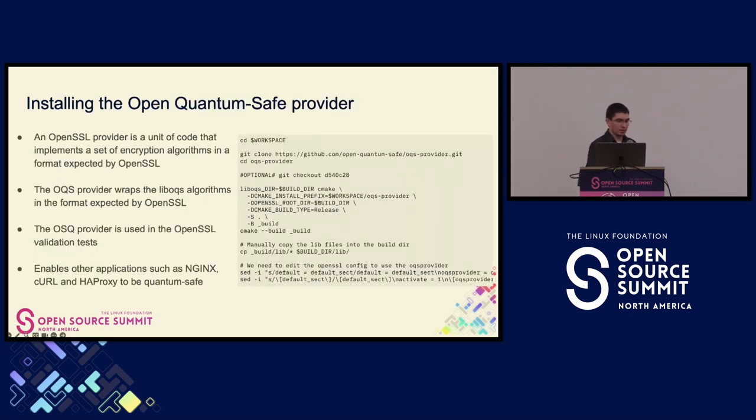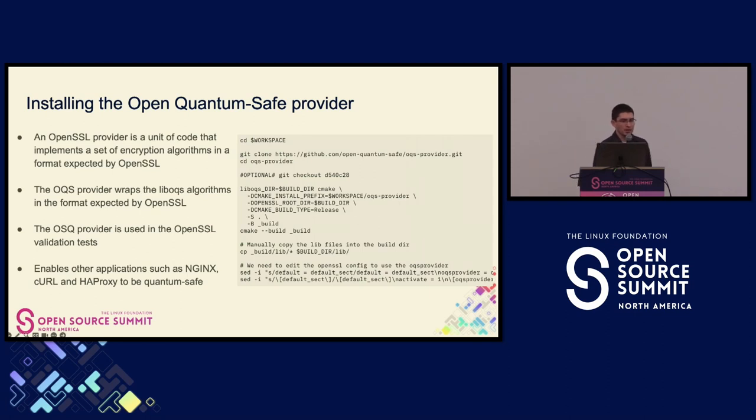So now we have OpenSSL and libOQS installed. We can install the Open Quantum Safe provider, or the OQS provider. Quick overview of what a provider is. I've given the general summary, but I love this text: an OpenSSL provider is a unit of code that implements a set of encryption algorithms in a format expected by OpenSSL. It is the most pedantic sentence, but it is literally the only way to describe a provider without being fundamentally wrong about what it is.